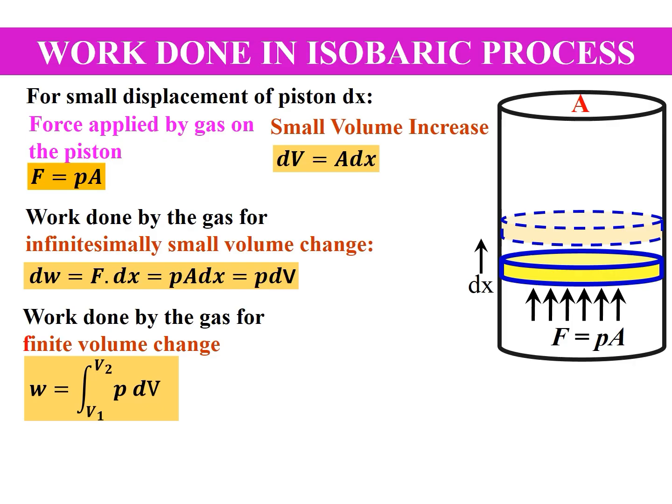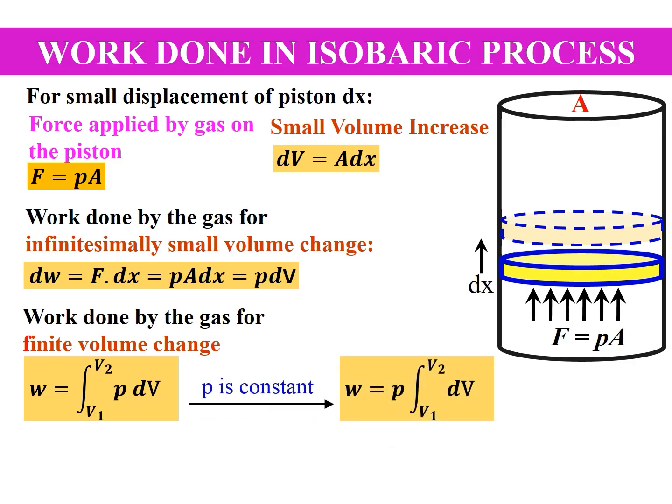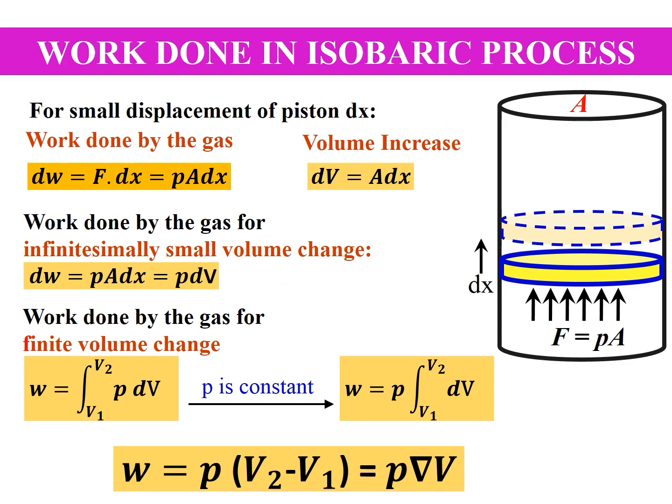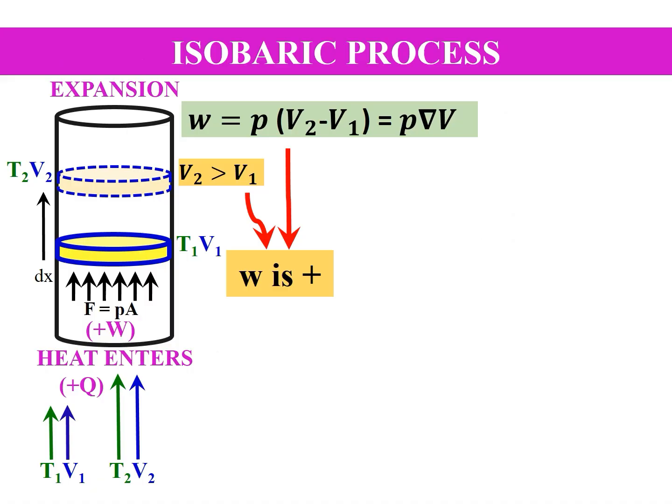volume V2. Because isobaric process has a constant pressure, P is taken as constant and therefore it is taken out of the integral. After solving this equation, the expression for work done is equal to P into V2 minus V1, or it is equal to PdV. Now this expression can be used for isobaric process to evaluate the work done during isobaric expansion or isobaric compression.